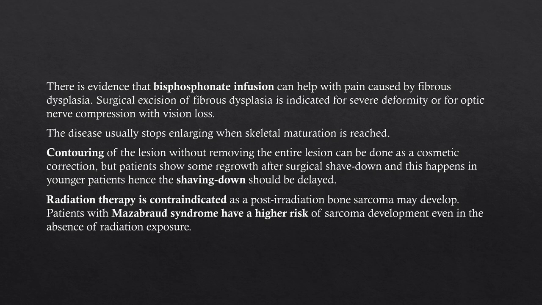The disease usually stops after skeletal maturity, so any treatment is delayed until skeletal maturity is reached, and then the treatment is done. You can contour the lesion by shaving it down, and radiation is contraindicated because post radiation, sarcomas can develop from fibrous dysplasia. So you have to differentiate it very carefully from ossifying fibroma, in that the ossifying fibroma has a radiolucent rim, that is a soft tissue capsule, whereas fibrous dysplasia blends with the normal bone, and the lamina dura is absent from the teeth where it is involved. So this is how you can differentiate it.